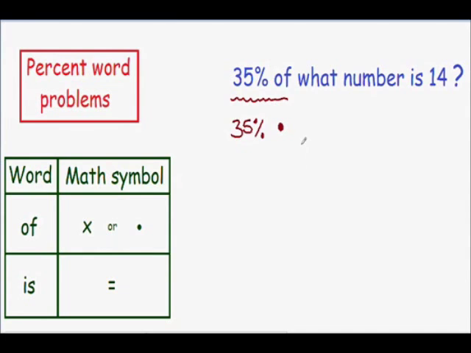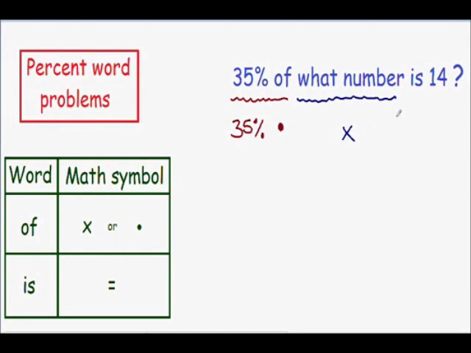And now, if we move on to the next part of the word problem, our next two words are what number. This is what we're trying to find. We don't know what the number is. This is what we're solving for. So we can call this number anything we want. And the common letter that we use seems to be X. So I'm going to call the number that we're trying to find X.